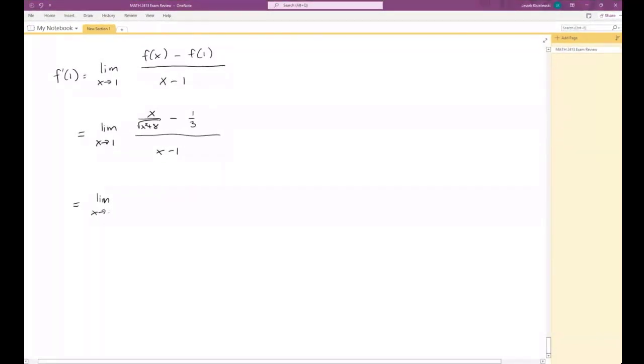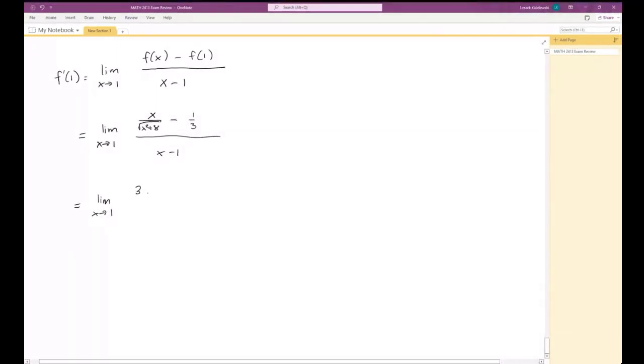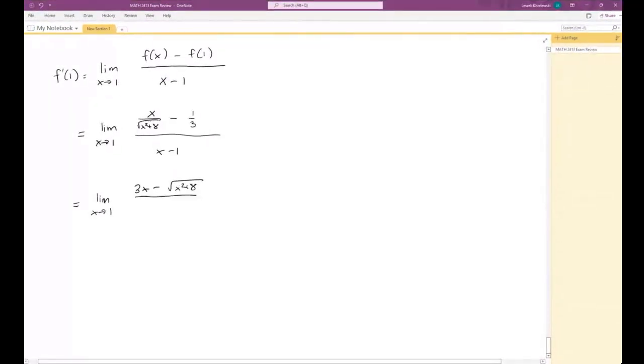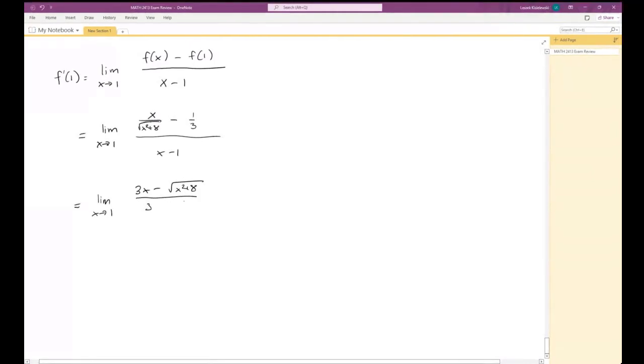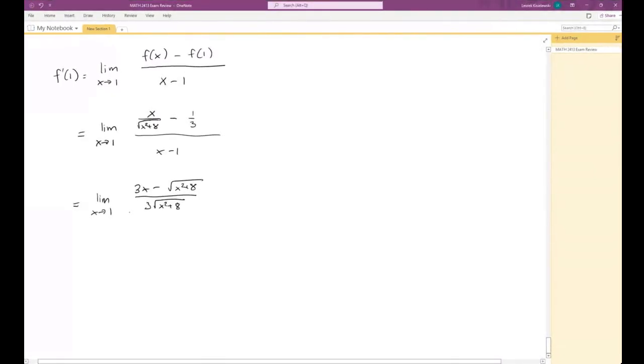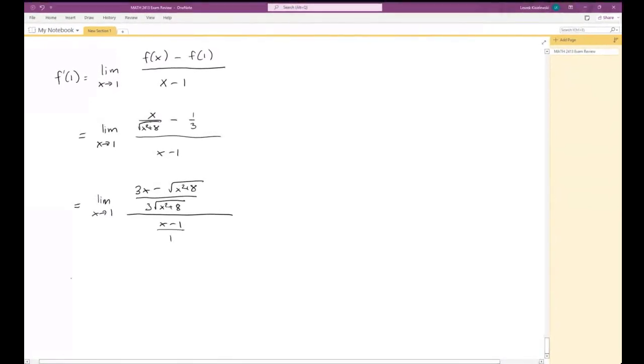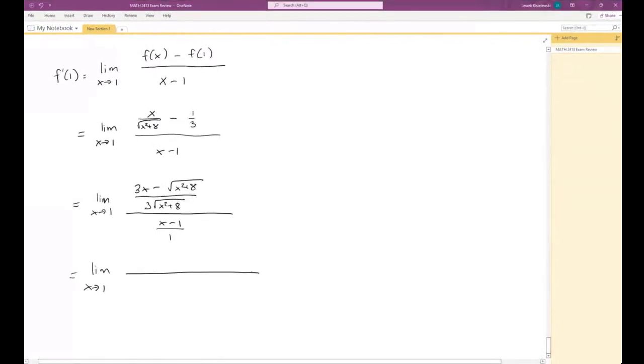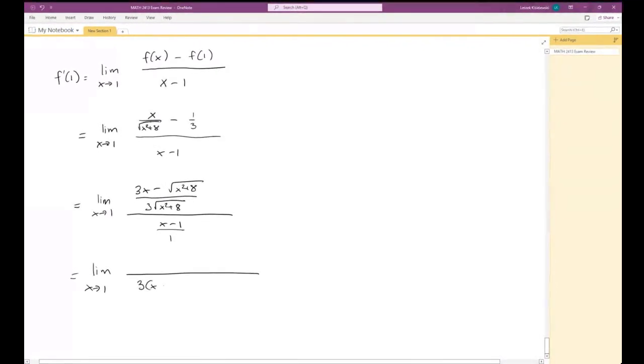Find a common denominator, so you get 3x minus the square root of x squared plus 8, all divided by the common denominator, which we got by simply multiplying the two individual ones. So that would be 3, all divided by x minus 1. Dividing by a fraction is the same thing as multiplying by reciprocals. In the denominator, we're going to get 3, x minus 1, and the square root.